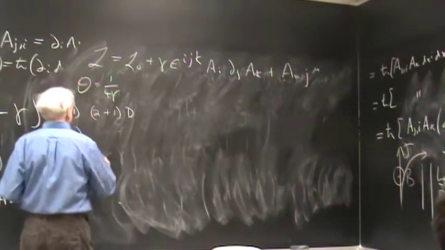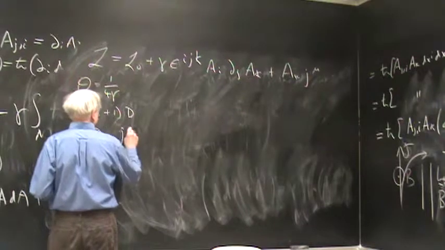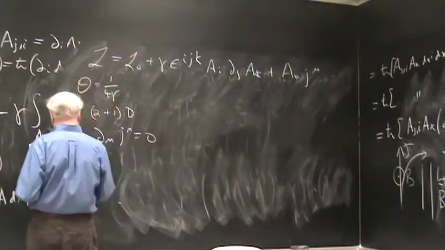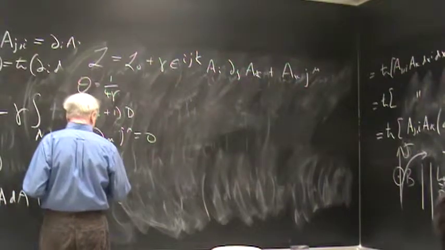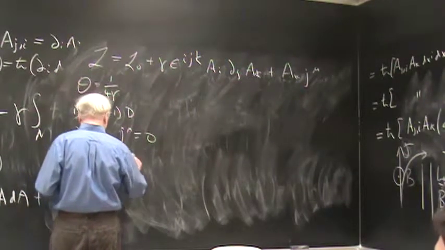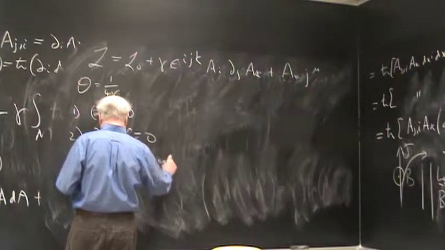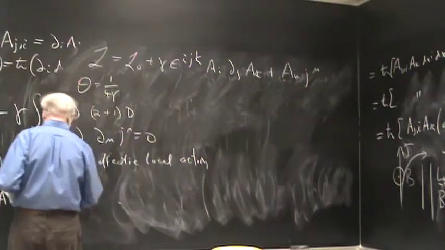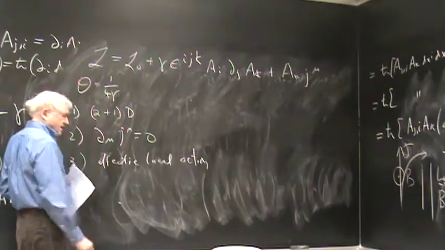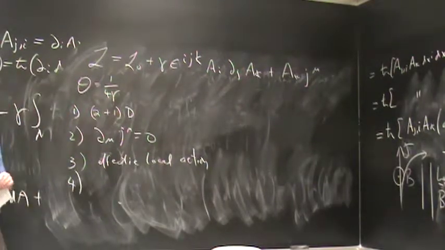Okay, let's go to two. Secondly, the charges are conserved. Well, that's pretty plausible. We can deal with an effective local action. What does that mean? Good point. That, in fact, is the weakest of these assertions.